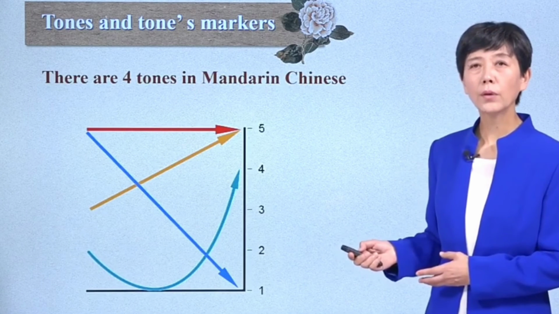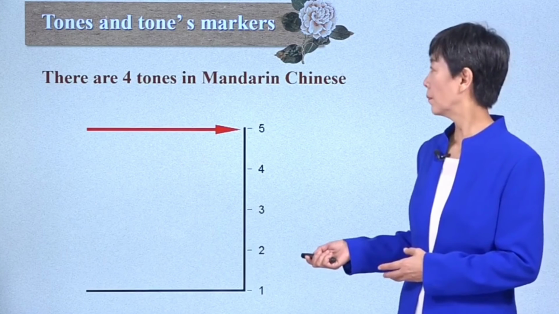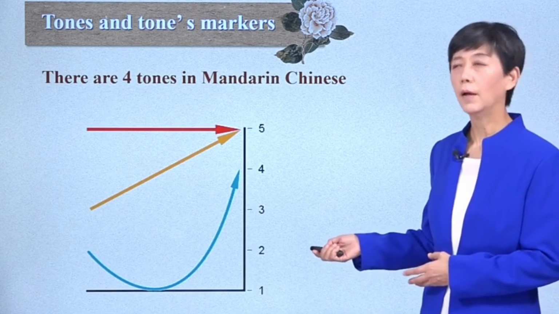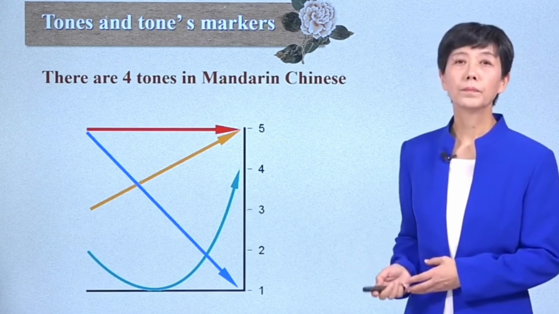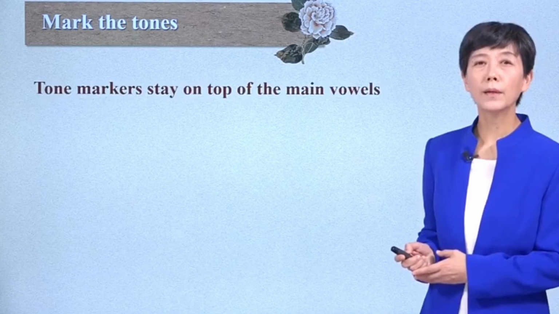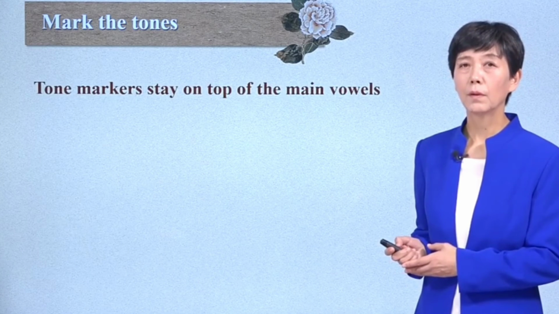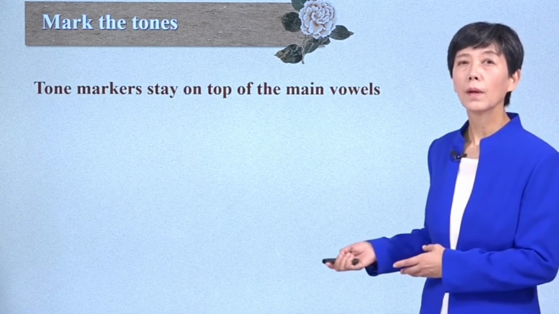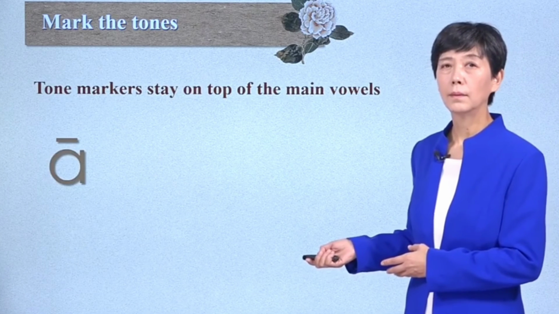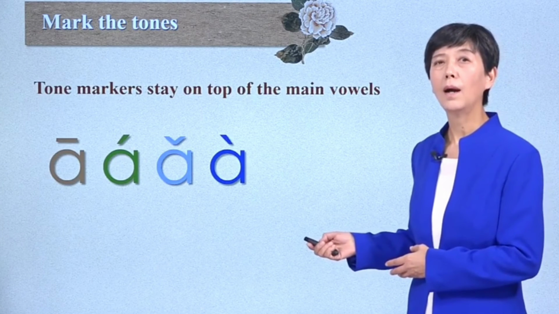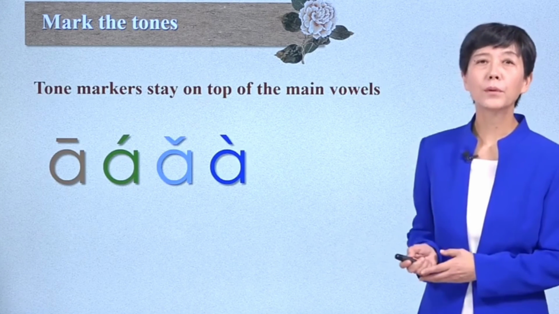You can call them first, second, third, and fourth. The tone markers are placed over the main vowel of a syllable. For example, A, A, A, A. You may try to read them after me.